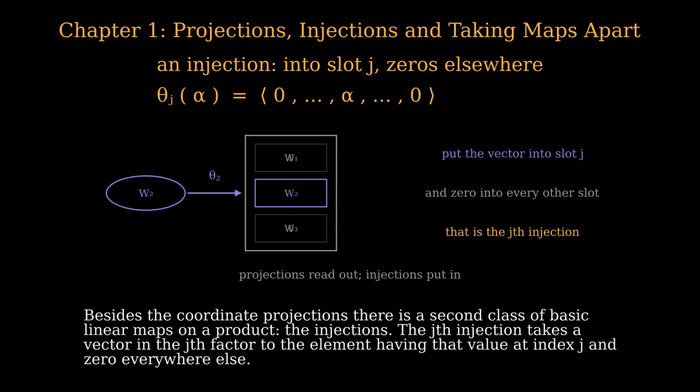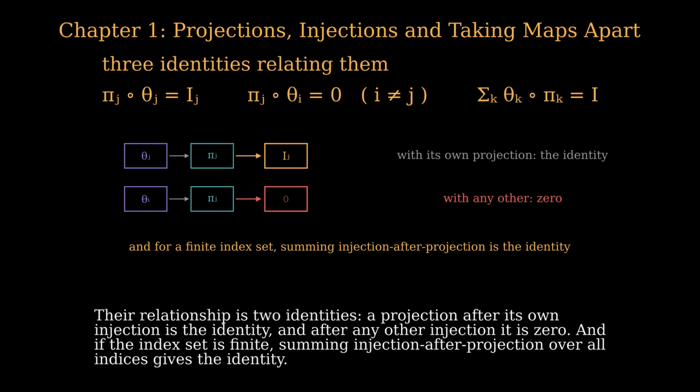Besides the coordinate projections, there is a second class of basic linear maps on a product, the injections. The jth injection takes a vector in the jth factor to the element having that value at index j and 0 everywhere else. Their relationship is two identities. A projection after its own injection is the identity, and after any other injection it is 0. And if the index set is finite, summing injection after projection over all indices gives the identity.